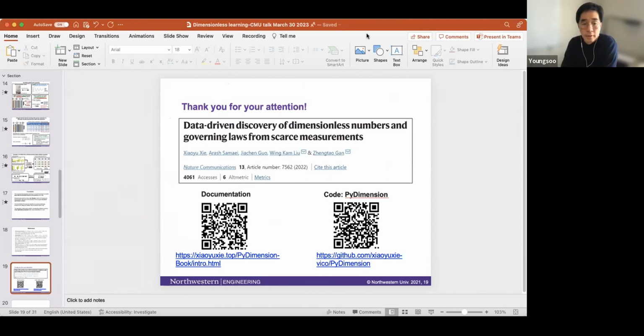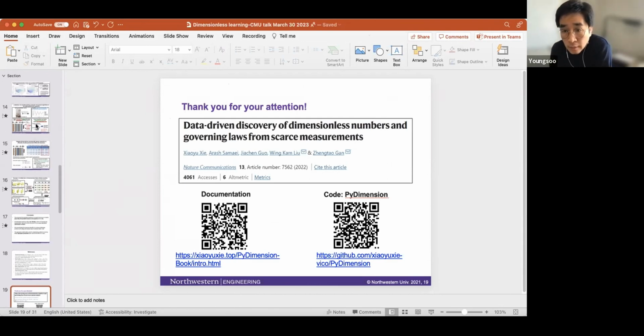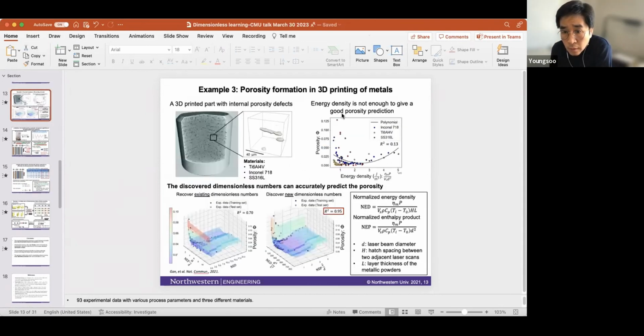Okay. Does the audience have any questions? Oh, there's one question by Shang. He said, in example 3, I wonder what the R2 improvement over Gant's paper actually comes from? The dimensionless number or the learned function f of h? That was his first question. Do you want to answer that first?